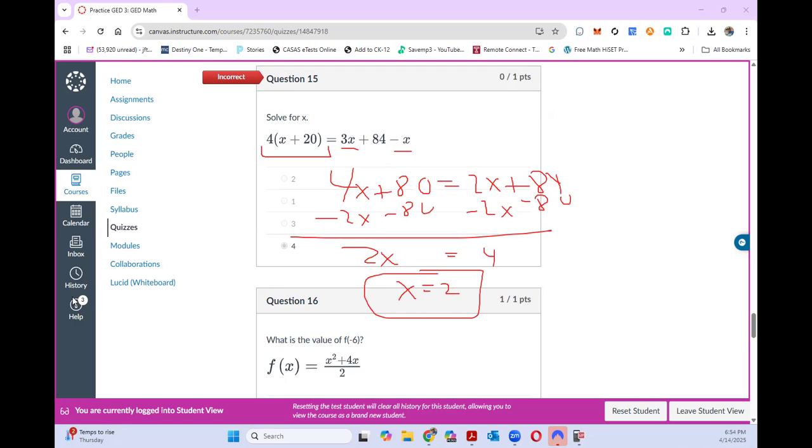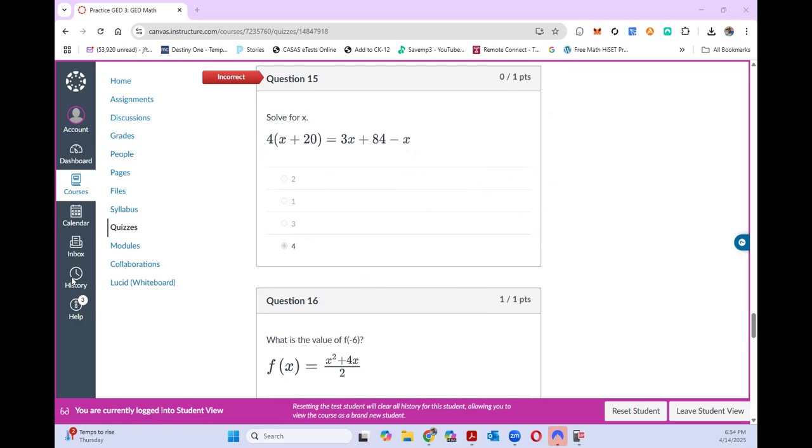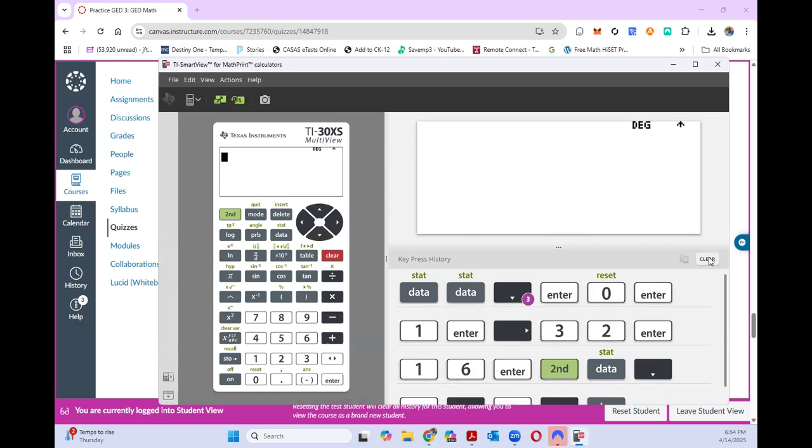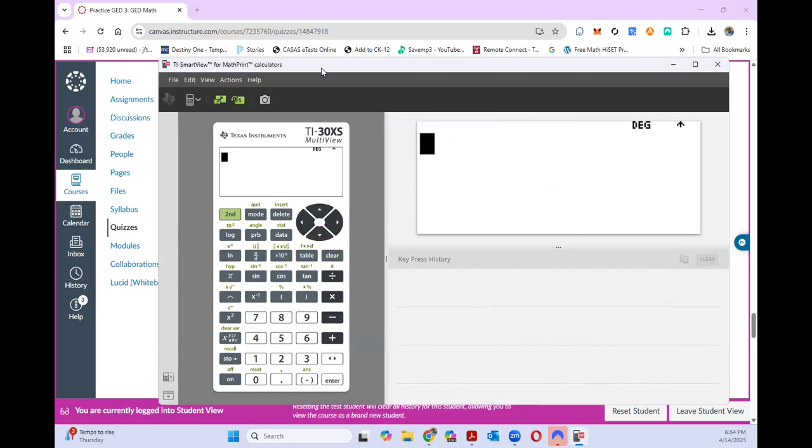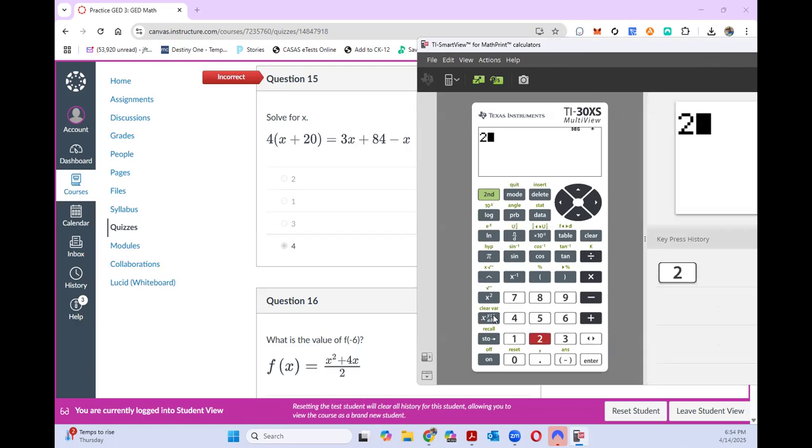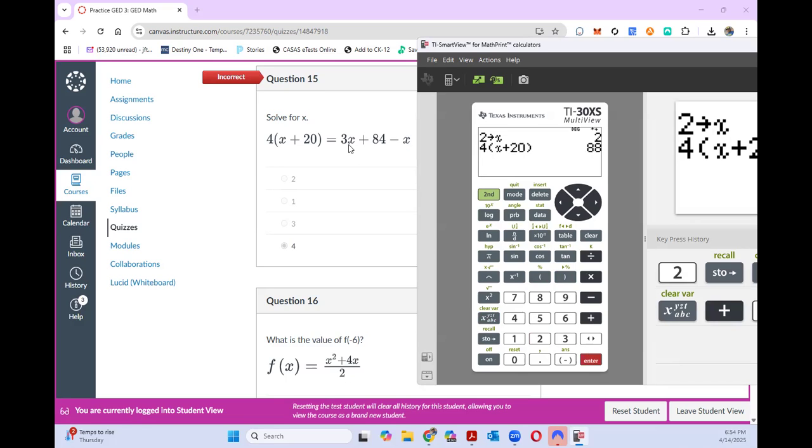Oh, I know what I didn't finish. Easy problem. Or I plug them in. Take your calculator and take the first answer and say 2, store x. I'm going to enter the first one: 4 times x plus 20. What answer do I get? 88. Plug in the second part.